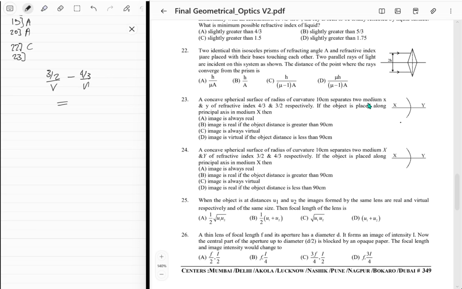Wait, what? No, it's going to be 3 upon 2 minus 4/3. Sorry, that's going to be 9 minus 8 is 1 upon 6, right? So it's going to be 1/6 upon the radius of curvature. So 1/6 upon r. Okay, that's negative, so negative r. Yes, that should be the thing.